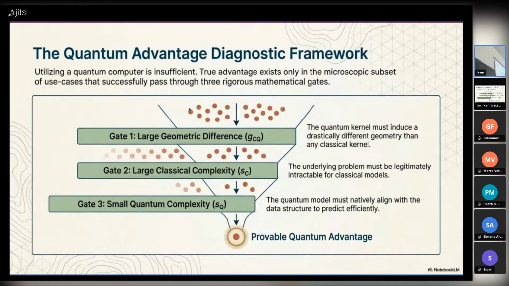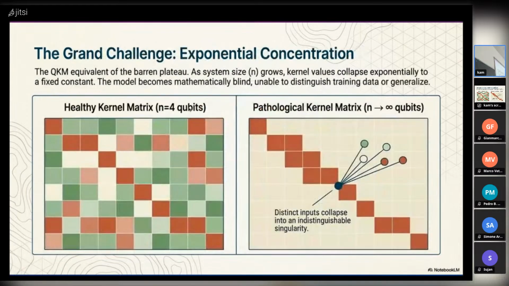So this is in words, the provable quantum advantage. But the core idea you can take home is that each method has its challenge, and the challenge for the quantum kernel method is this. Here it's just a cartoon for you to have an idea. You have the quantum kernel matrix. In that case, you have large values on the diagonal and small values on the off-diagonal.